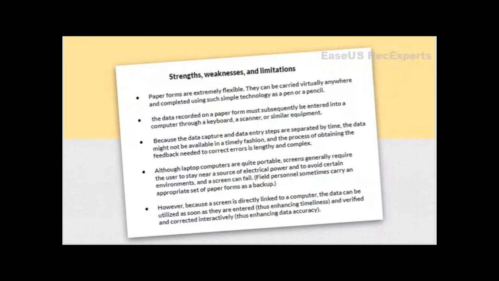And next is strength, weakness, and limitations. So first, paper forms are extremely flexible. We all really know that. They can be carried virtually anywhere and completed using such simple technology as a pen or pencil. The data recorded on the paper must subsequently be entered into the computer through a keyboard, a scanner, or similar equipment. The basic thing is, all the information we store in the computer. So if we take it on paper also, we have to enter it on the computer.